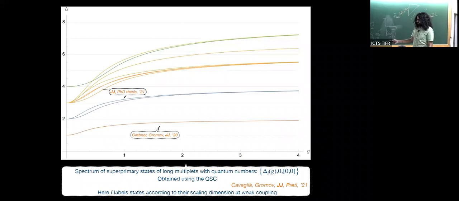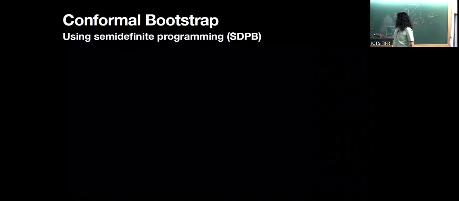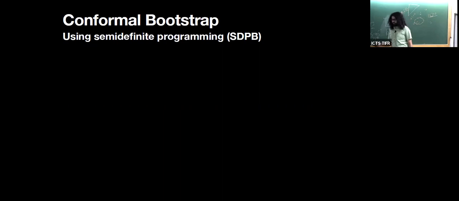So this is the spectrum. Let's try to bootstrap it. We did the integrability. Let's do the bootstrap part. We're going to implement bootstrap using semi-definite programming. In order to bootstrap, you need crossing symmetry.